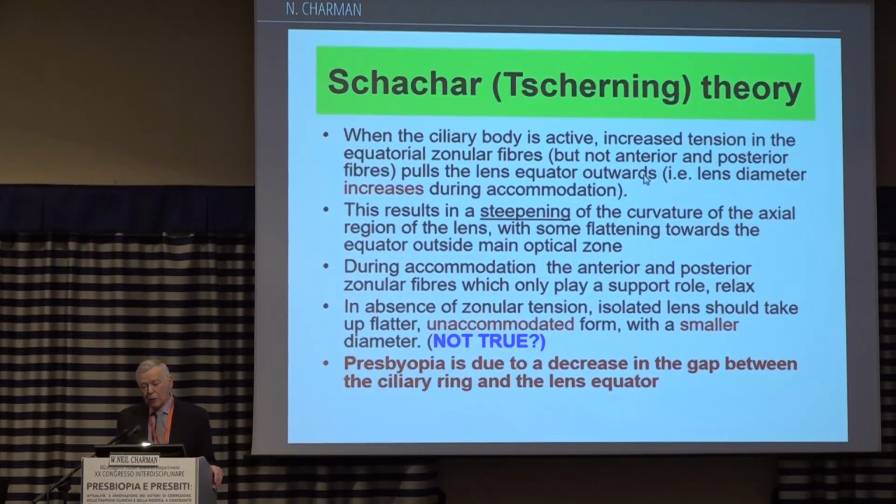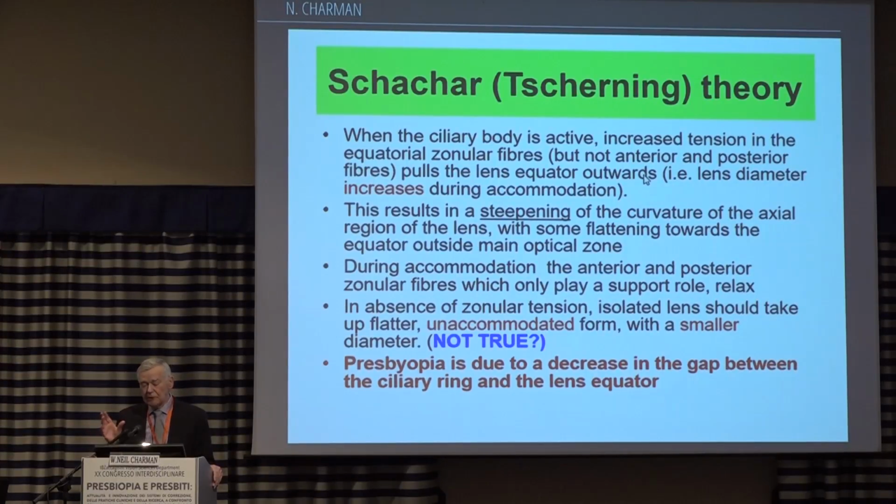Well, there's one more theory which I think I should mention to you, and that's Schachar's theory, which was a development of Schoenig's. And basically what Schachar said was that he disagreed about what happened when the ciliary muscle changed shape, when it exerted force.